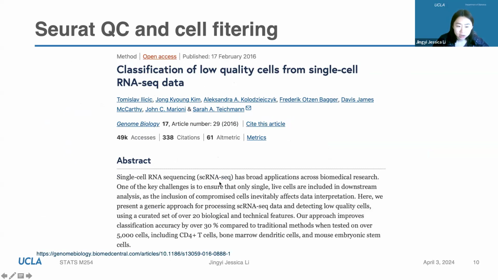So let's just see here. In this paper, it actually defined 20 biological and technical features for you to filter out cells. And it shows several examples. Basically, you can see that in the old days, the cell number was about 5,000, but now it can get to, say, 100K in one experiment.